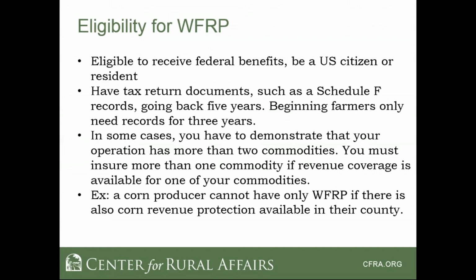So who is eligible for whole farm? In order to be eligible for whole farm, you need to be eligible to receive federal benefits and be a U.S. citizen or resident. You need to have your tax return documents, such as Schedule F records going back 5 years. Beginning farmers actually only need records for 3 years. In some cases, you have to demonstrate that your operation has more than 2 commodities, which I mentioned earlier. And also, you must insure more than 1 commodity if revenue coverage is available for one of your commodities. So, for example, a corn producer cannot purchase only a whole farm policy if there's also a corn revenue protection policy available in their county.